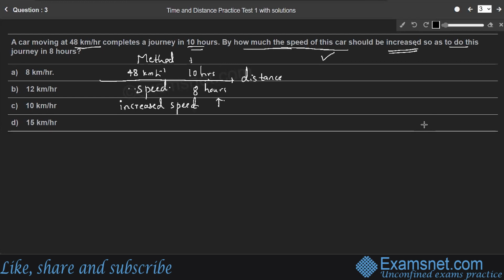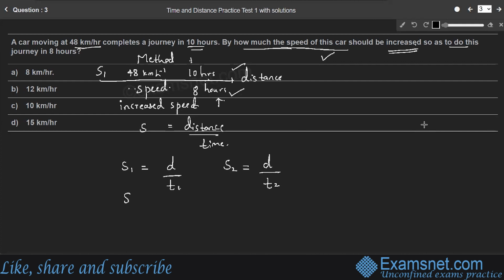Then only you can find increased speed, right? We all know that speed is equal to distance by time. That means speed is inversely proportional to time, right? So in the first case, if we consider S1 as the speed of the car, S1 is distance by time T1, right? The distance is the same in both cases. So in the second case, S2, the speed of the car, is the same distance D by T2. Here T2 is the second time, that is 8 hours, right?